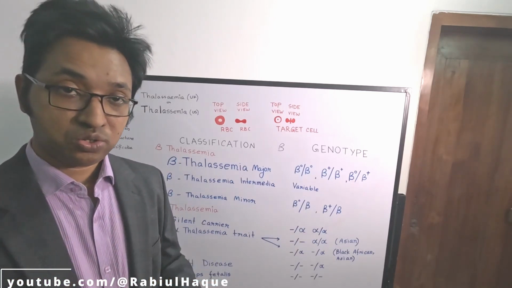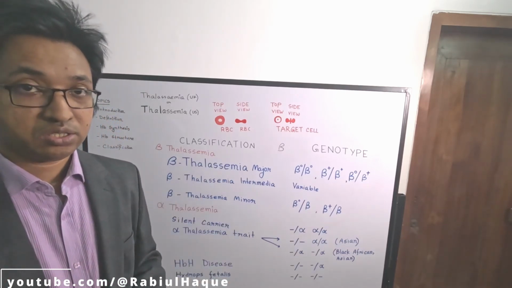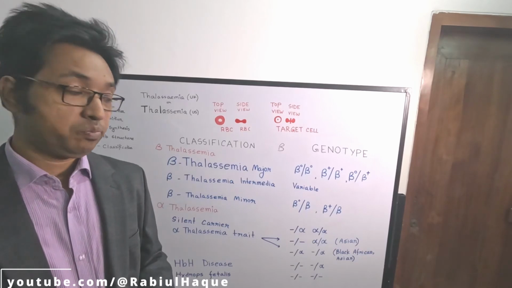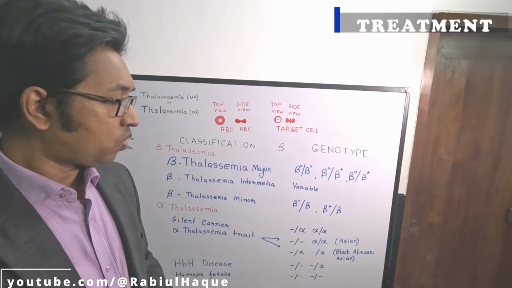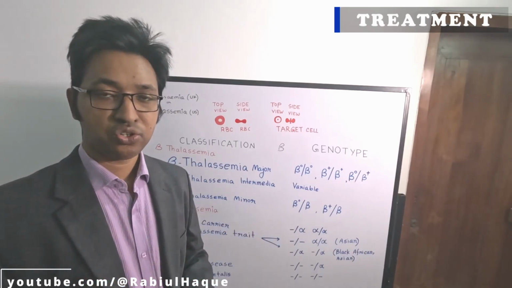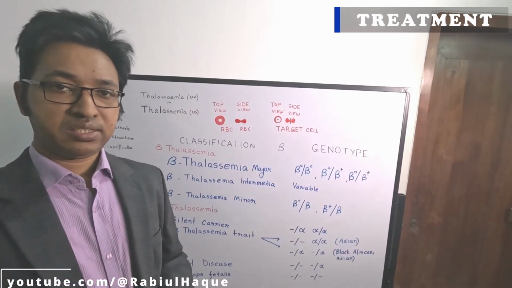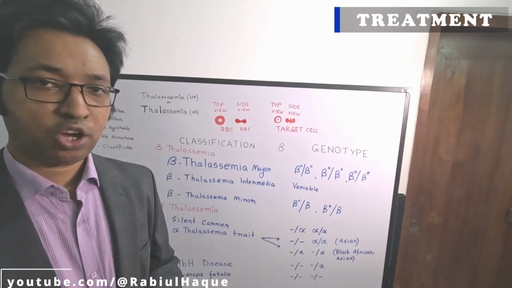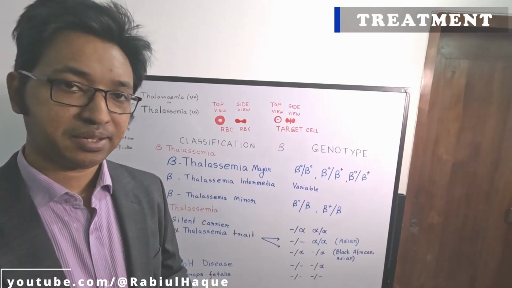In order to counter that, iron chelating agents are often used in patients of thalassemia. So, what are the treatment options? I've already mentioned repeated blood transfusion, iron chelating agents, and stem cell transplant. These are the common treatment options available for thalassemia and beta-thalassemia.